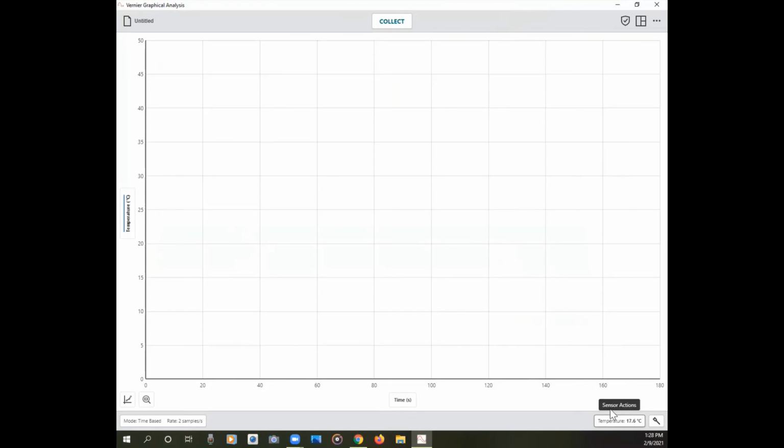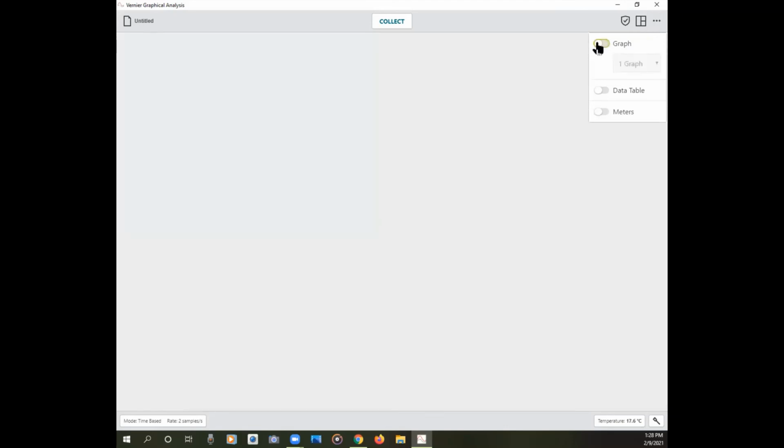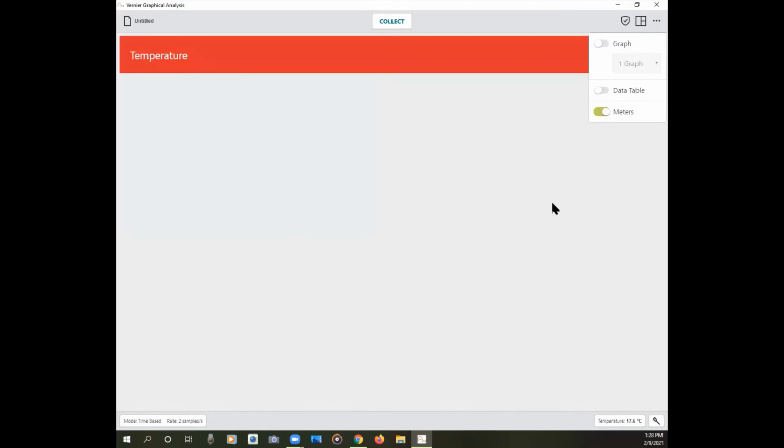So what you're going to do is go up here. These little boxes, these 3 boxes, go up here to the 3 boxes. And instead of graph, get rid of the graph. The graph is not worth it. And then put in meters. And then we end up with this nice big thing that says what is the temperature right now to the 10th of a degree Celsius. And then you could just keep track of those numbers in your data table when you need it. You don't need to be watching the rest of it.